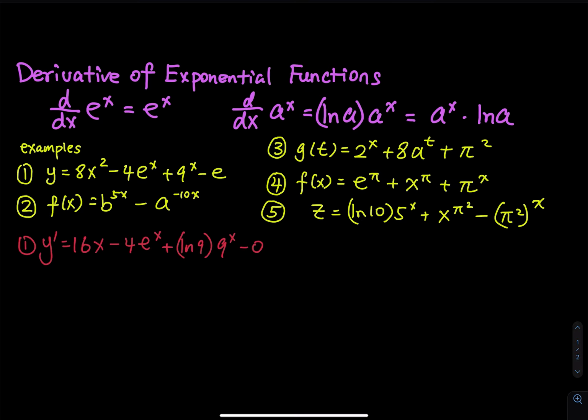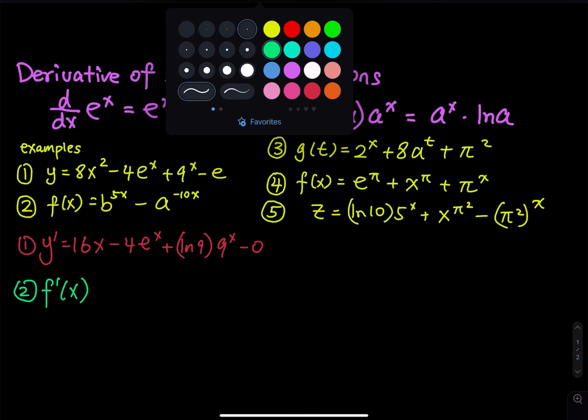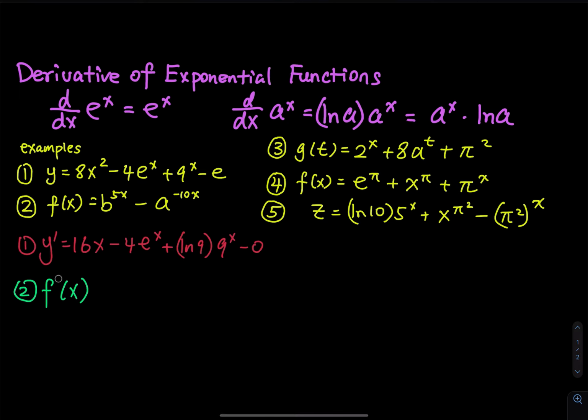And then number 2. So number 2, we have f prime of x. So we have b to the 5x. This one we have to take a step. Don't move on yet. I will rewrite b to the 5x as b to the 5th power, so this is a constant. So now I raise that to the x power and then minus b to the negative 10, as one constant and then raised to the x power.